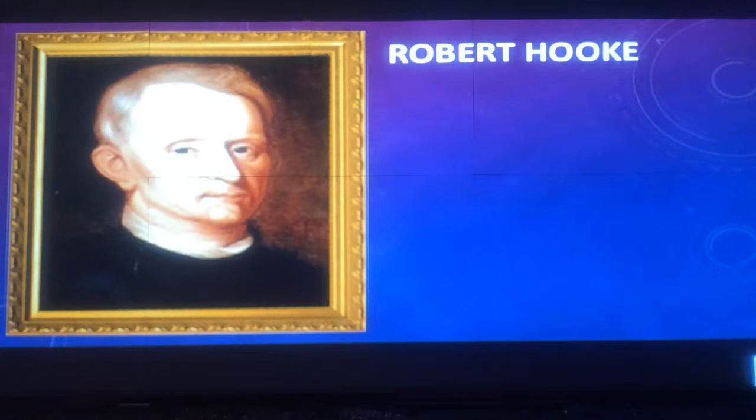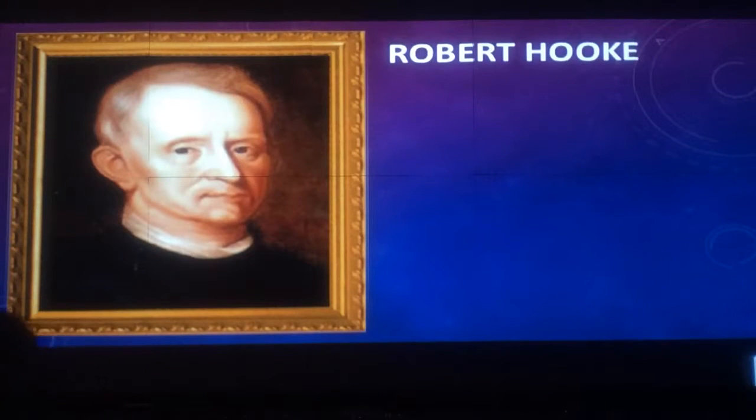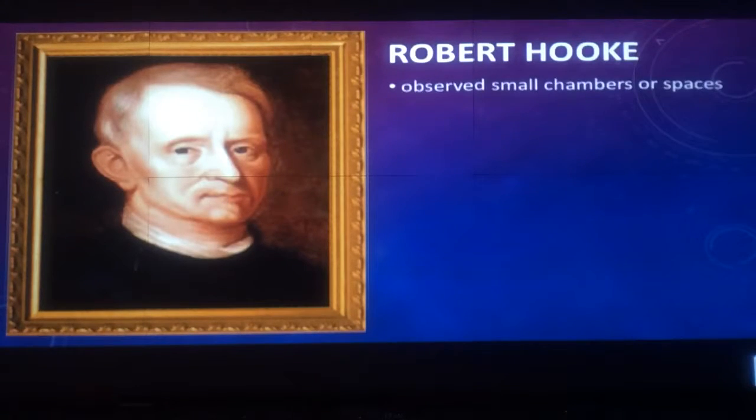This man, his name is Robert Hooke. Now, he was a scientist, and he's not the inventor of the microscope, but he did make a more powerful microscope. And as he was observing things under his microscope, he was looking at a piece of cork. And as he was observing this cork, he saw small, very tiny chambers or rooms or spaces. He called those spaces cells.